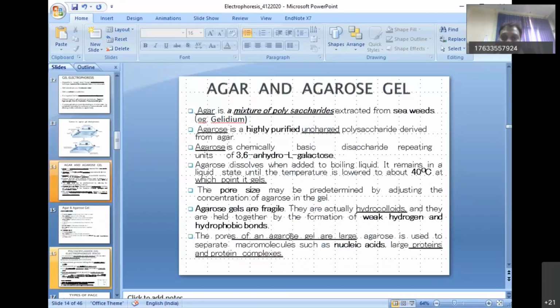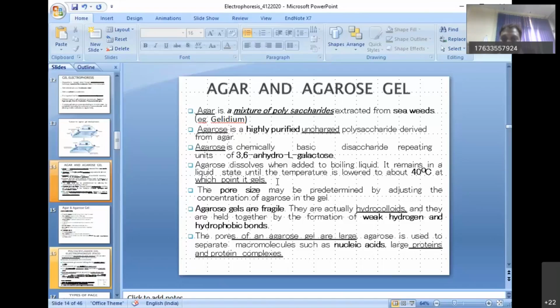So come to this supporting media, like agarose. How do we get this agarose? Agar is basically from seaweed, Gelidium; there are other seaweeds also, but Gelidium is the most commonly used. So it is the source for the agar, and agarose is derived from the agar. Chemically, agarose is made of 3,6-anhydro-galactose, and it gets dissolved when you add warm water, and it gets polymerized below 40 degrees centigrade.